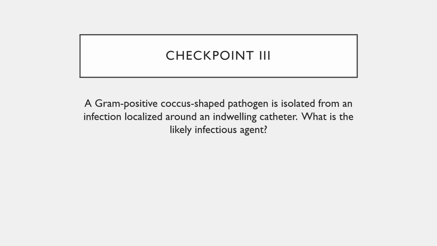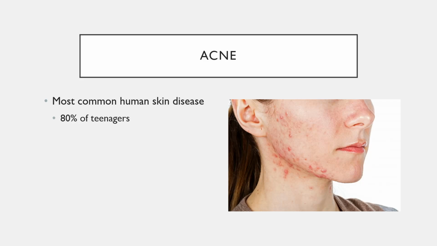Our final bacterial skin infection that we'll discuss is acne. Acne is the most common human skin disease, and it's particularly common, I'm sure as many of us know, among teenagers. An estimated 80% of teenagers are affected by acne. Acne is caused when the skin cells that naturally slough off of the surface of your face combine with sebum or oil to clog the hair follicles.